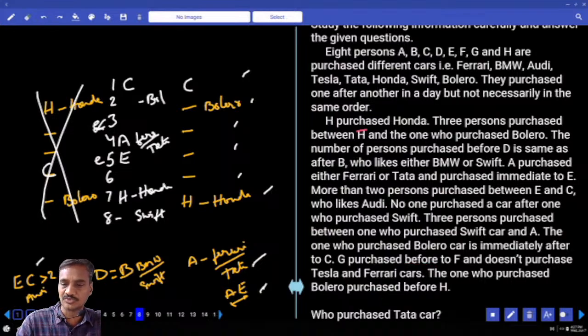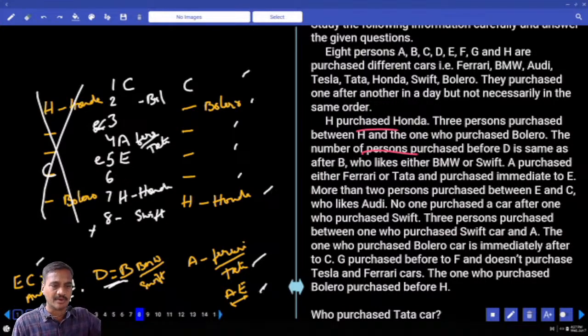I mean, we get the information that H is Honda, and the number of persons between D and B must be equal. Hence D and B cannot be here and cannot be at the second place. Hence D and B must be in the third place, isn't it? Now D and B must be at the third place.